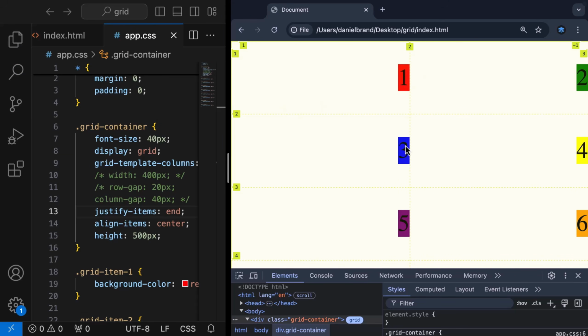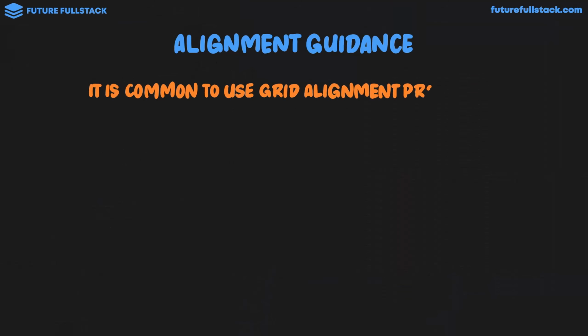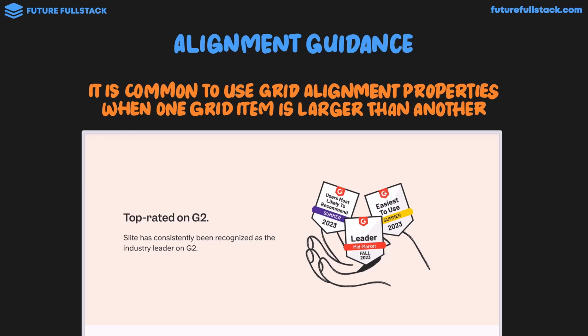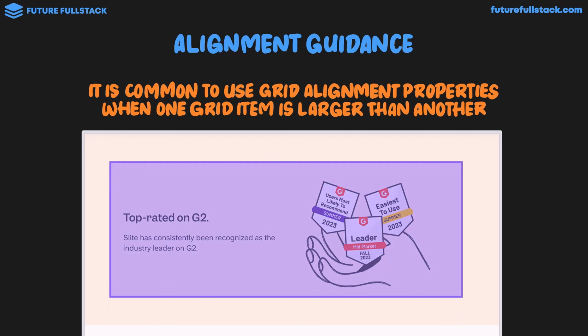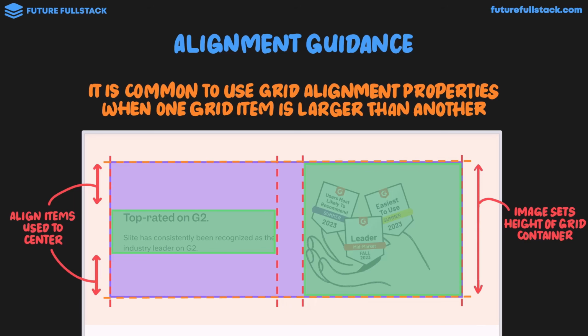So let's now take a look at some grid alignment guidance. It is common to use grid alignment properties when one grid item is larger than another. Looking at this web page here, this content is inside a grid container. We have our 2 grid items. I'm going to add in the horizontal grid lines and vertical grid lines, and you can see the image sets the height of the container. So align items is used to center this grid item along the column axis. Let's go check out an example of this.